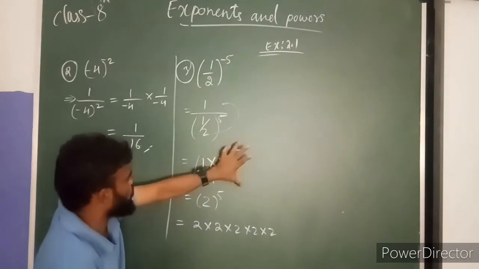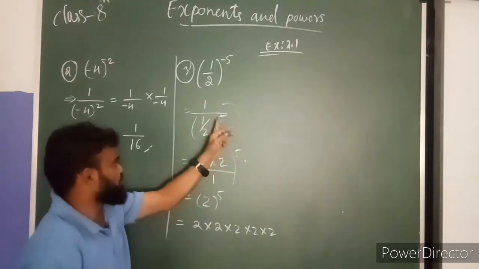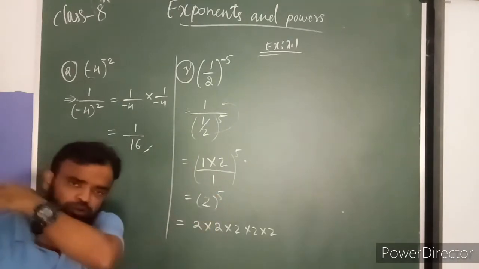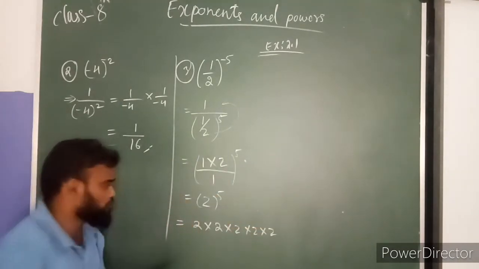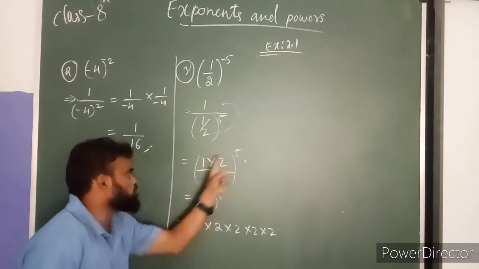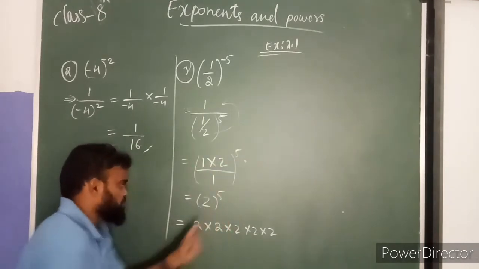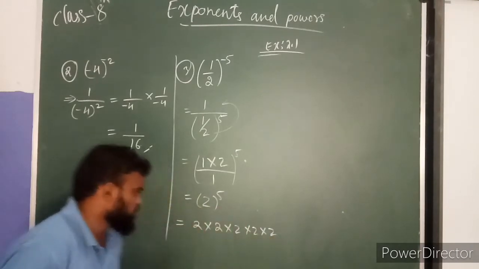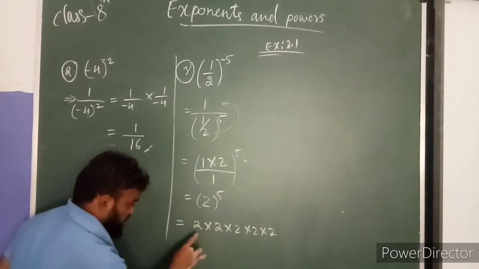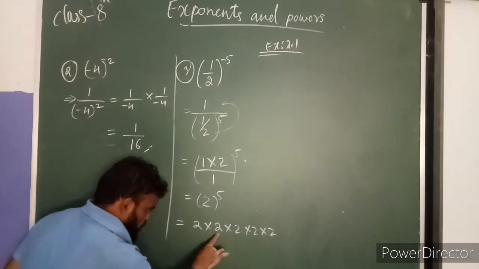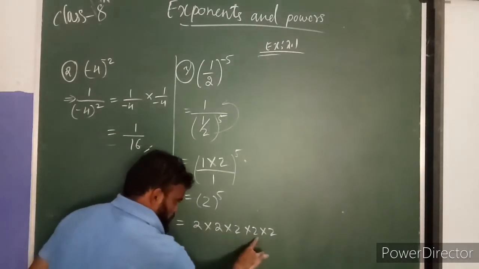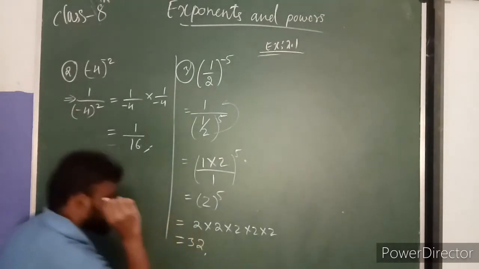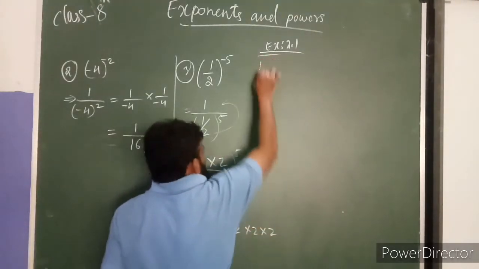The power is given to the whole of that, right? The power, this 5. 2 1s are 2. The denominator 1 is left, so drop that 1; no need for it. So only 2 is left, with power 5. That means 2 into itself 5 times: 2 into 2 into 2 into 2 into 2. Similarly, multiplying: 2 2s are 4, 4 2s are 8, 8 2s are 16, 16 2s are 32. This is the answer. Understood?